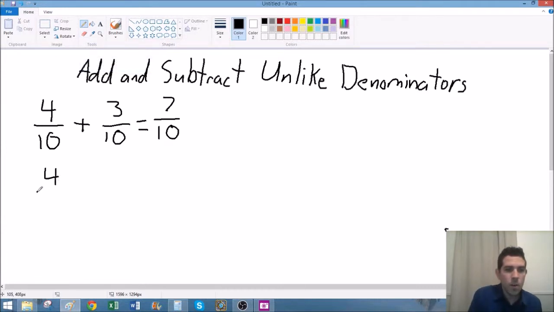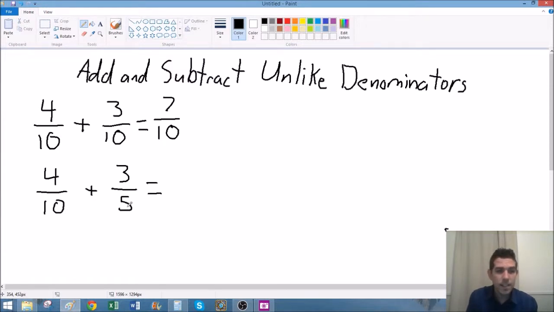So what about if the bottom number is different? Let's say we have 4 over 10 plus 3 over 5. Now we do not have like denominators. What do we do? Well, we can't just do what we did before and add these. These aren't the same size slices of pizza. These pizzas are much larger than these pizzas. So what we have to do is make them like denominators. We have to figure out how to change one or maybe sometimes both of these fractions so that they are like denominators, and then it's back to being easy.